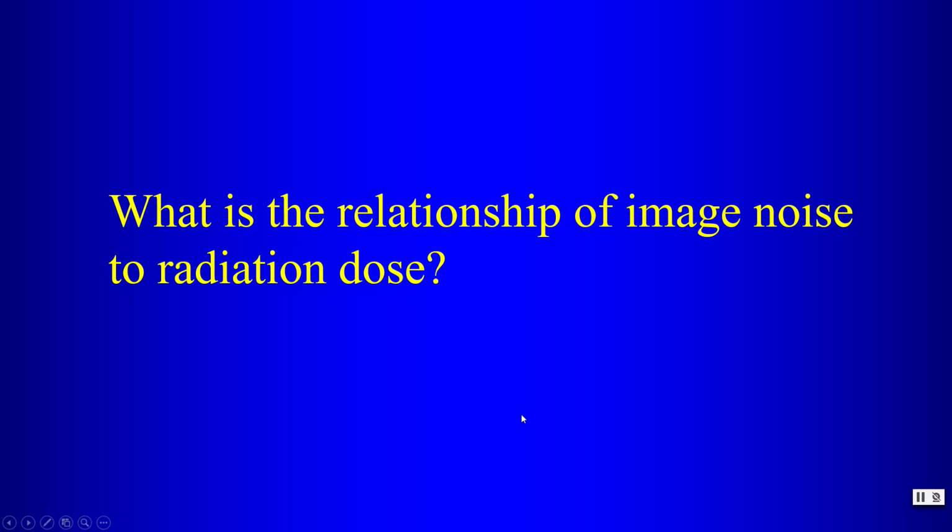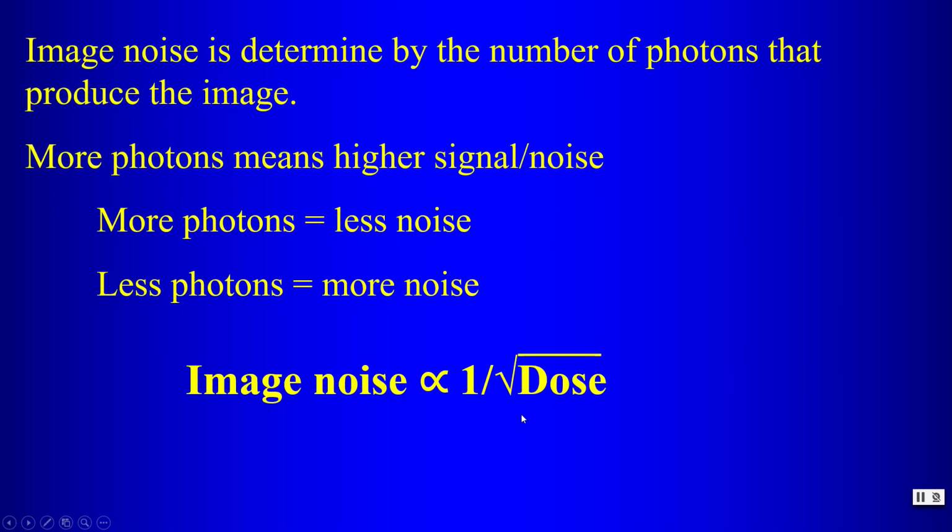Now, what is the relationship of image noise to radiation dose? Well, the image noise is determined by the number of photons that produce the image. Generally, the more photons you use to produce the image, the less noise there will be. More photons means higher signal to noise, more photons means less noise, and fewer photons means more noise. And so the image noise is proportional to 1 over the square root of dose.